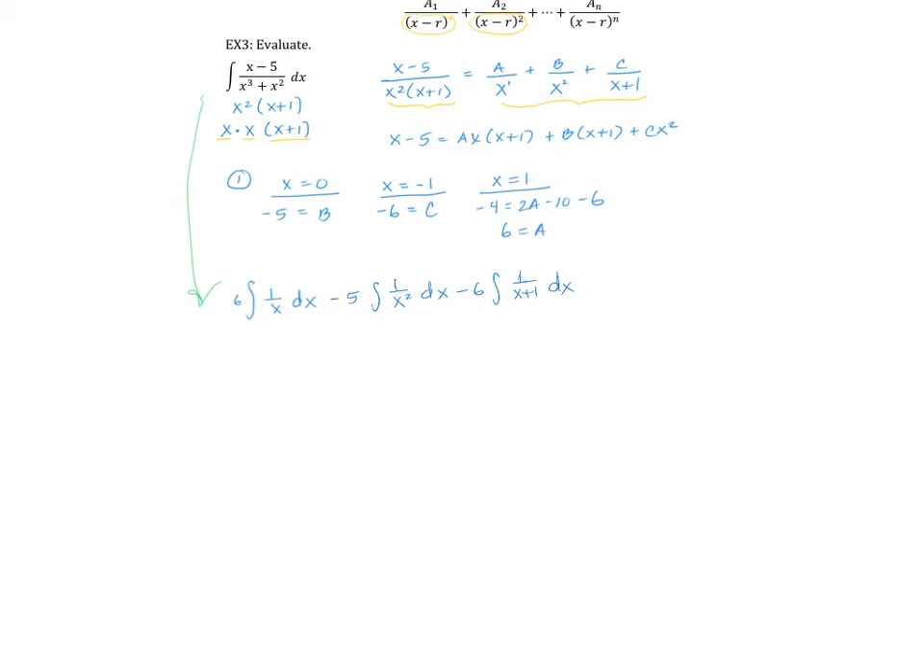Now the first one is natural log of the absolute value of x. This will be 6 times natural log absolute value of x minus 5 times, but this is actually x to the negative 2. So we have to add 1 to the exponent and then divide by a negative 1. It turns into 5 over x minus 6 times the natural log of x plus 1 plus our constant c. And we are done. If you want to practice with using the method 2, that's fine, but I'm not going to.